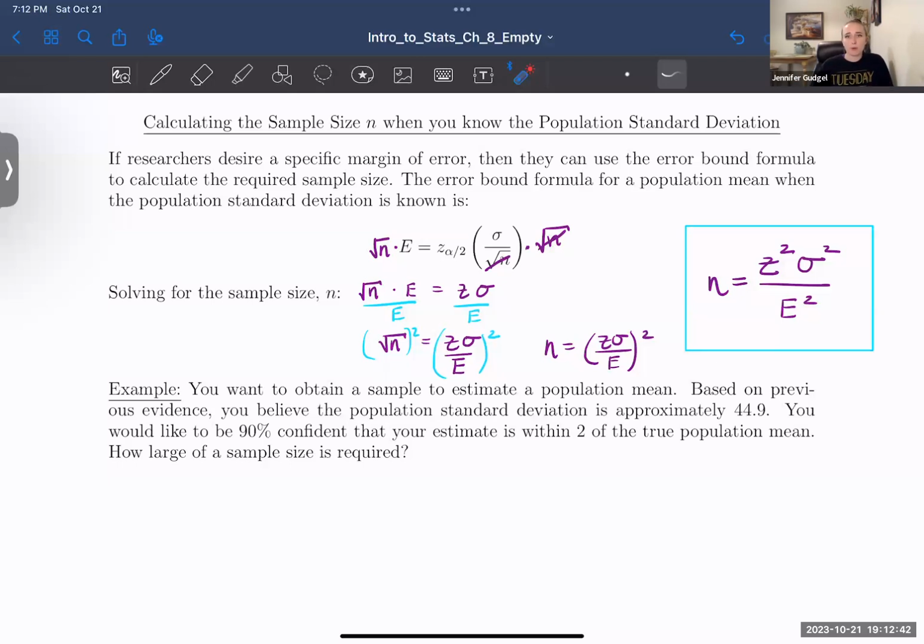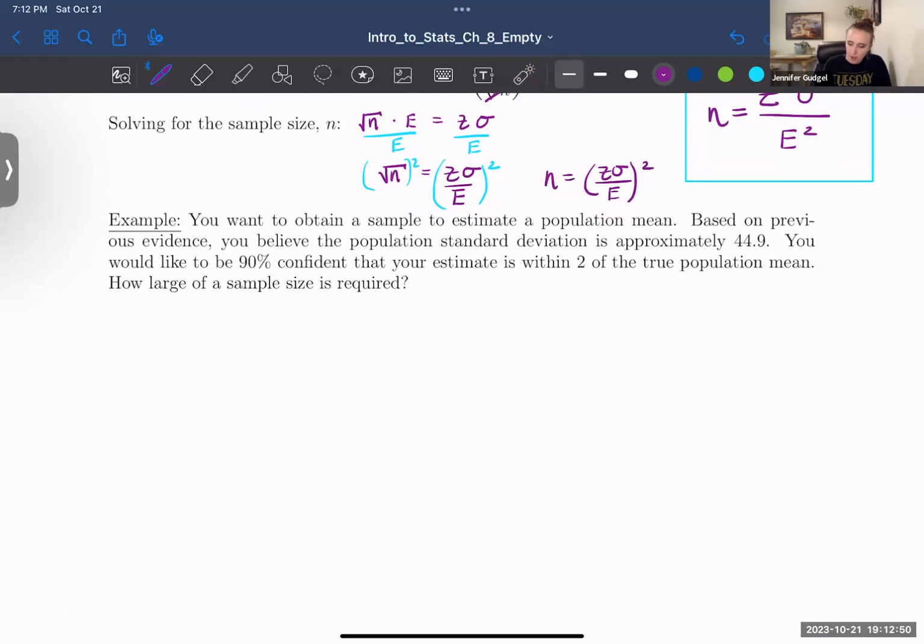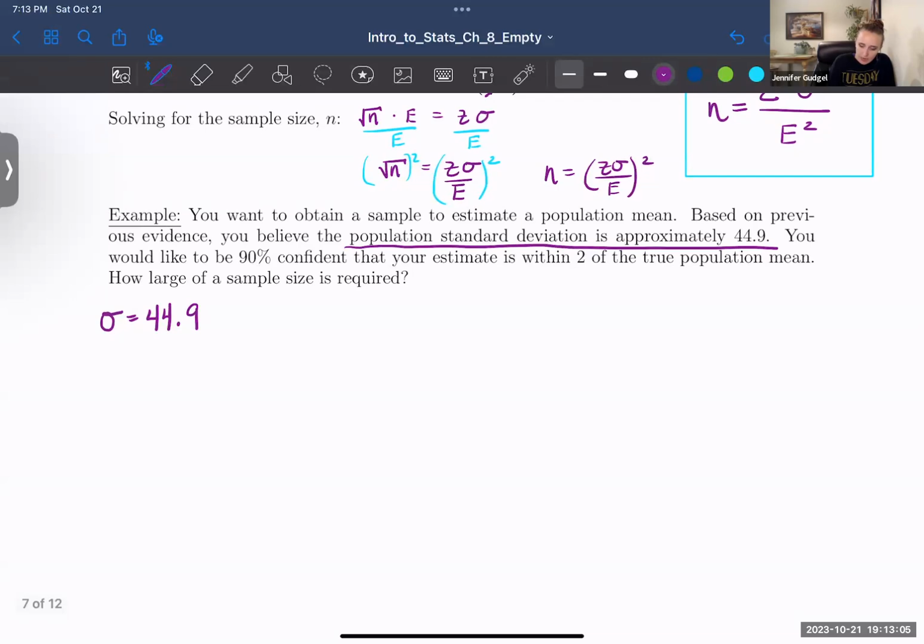So let's just dive into the example for this in the same video. It might be a little bit of a long one. You'll just have to stick with me. We want to obtain a sample to estimate a population mean. Based on previous evidence, you believe the population standard deviation is 44.9. That's sigma. You would like to be 90% confident. That means that my z-score is coming from a 90% confidence interval, CL 0.90. So alpha was 0.10, so alpha over 2 was 0.05.